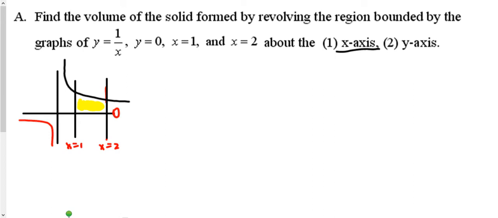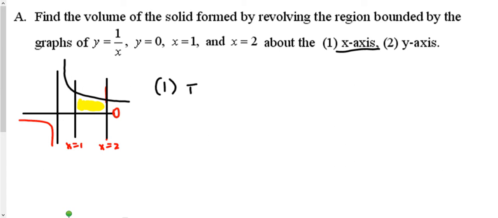All right, even though we're doing the shell method, I think I'm going to stick with the disc washer here, right? You will never be told to use this method or that method to find it. You could do either method. So if it's a horizontal axis of revolution, I personally prefer to stick with the disc washer.